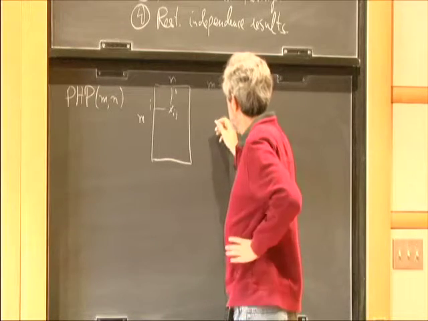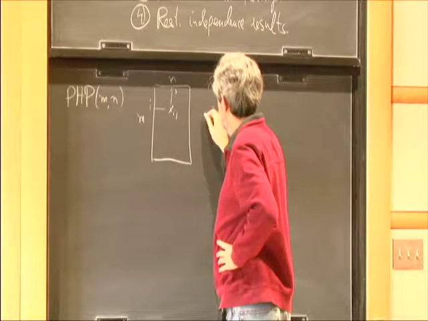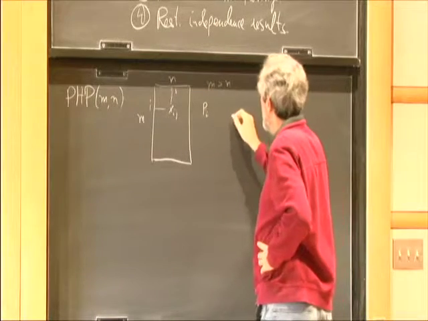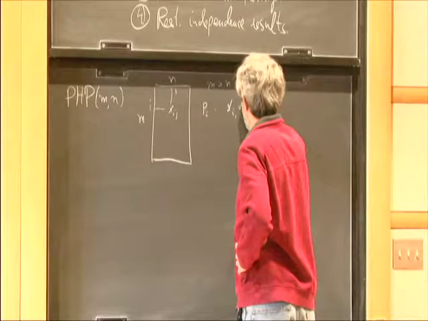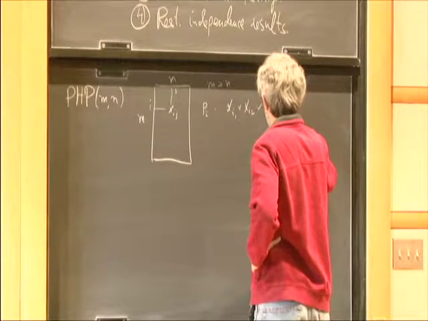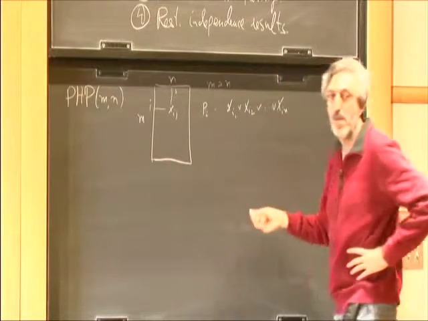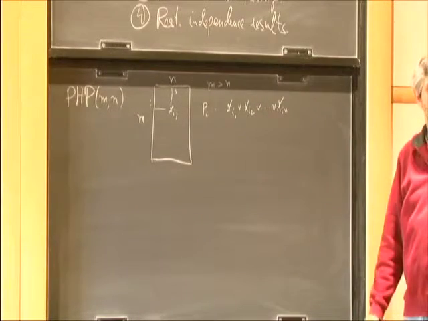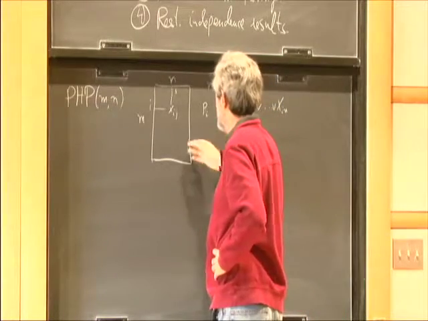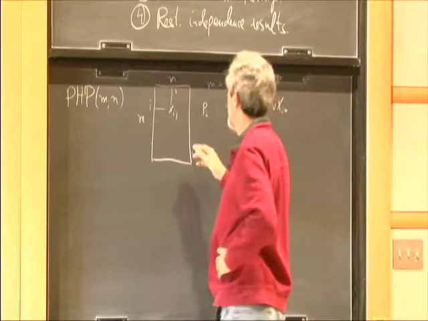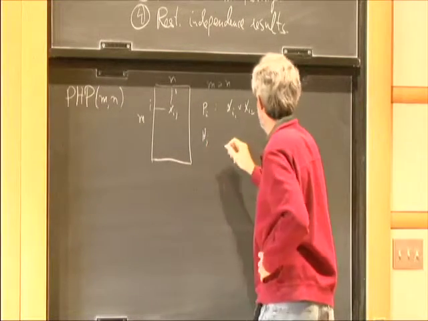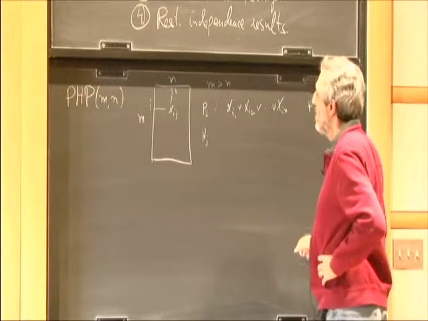What are the clauses? There are the pigeon clauses. The clause for pigeon i says xi1 or xi2 ... or xin. This says that every pigeon has to choose a hole, so this has to be true. And the other thing is that no two pigeons occupy a hole. So the hole j clause is, for every i in M.